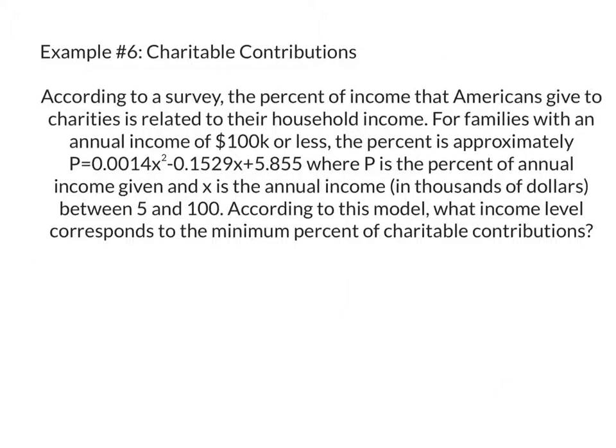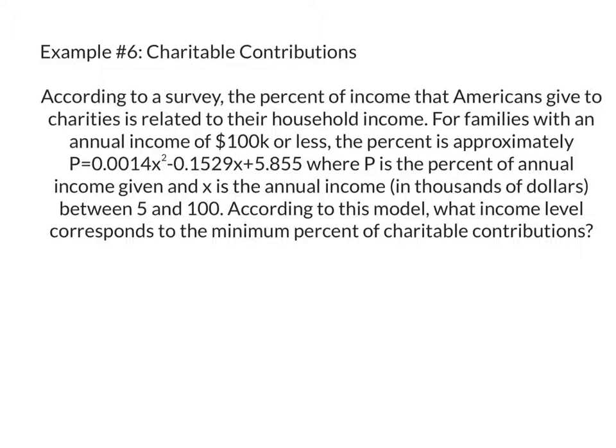All right, so it says, according to a survey, the percent of income that Americans give to charities is related to their household income. For families with an annual income of $100,000 or less, the percent is approximately P equals that equation, where P is the percent of annual income given and X is the annual income in thousands of dollars between 5 and 100. According to this model, what income level corresponds to the minimum percent of charitable contributions?